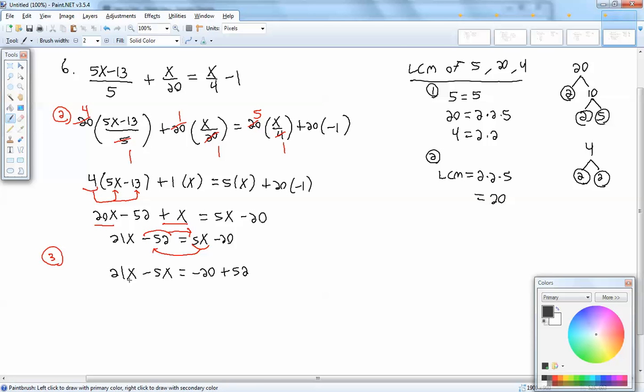Combine together like terms in a step. 21x minus 5x gives us 16x. Combine together numbers in a step. Negative 20 plus 52 gives us 32.